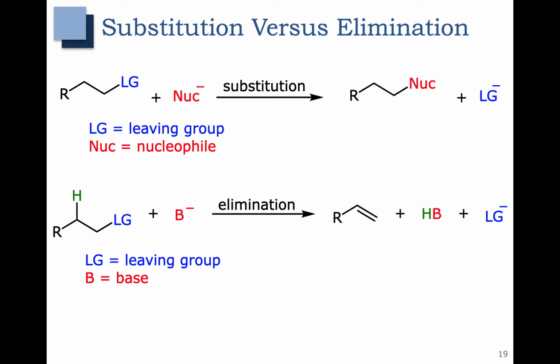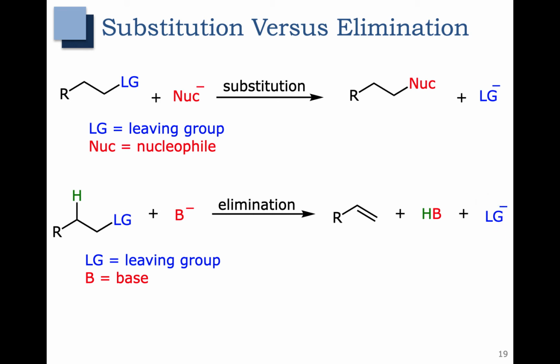However, in an elimination reaction, we have a base instead, and the base is going to pull off a hydrogen, form a double bond, and kick out a leaving group. So the reactions look very similar at the beginning, but the products are a bit different. This can be a little bit confusing because some nucleophiles also act as bases. Keep in mind that in both of these situations, we need a leaving group that is a weak base.